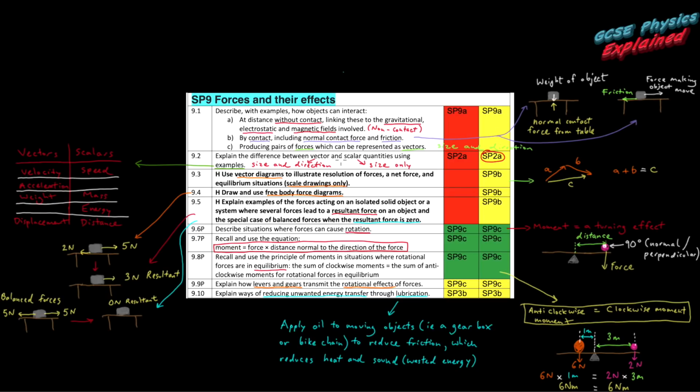Explain the difference between vector and scalar quantities using examples. Well, that's more like from SP2A. Remember, a vector has got size and direction, a scalar has size only. Here's some examples over here. The vector velocity, its equivalent scalar is speed. Weight's equivalent scalar is mass. And displacement's equivalent scalar is distance, just in case they ask you.